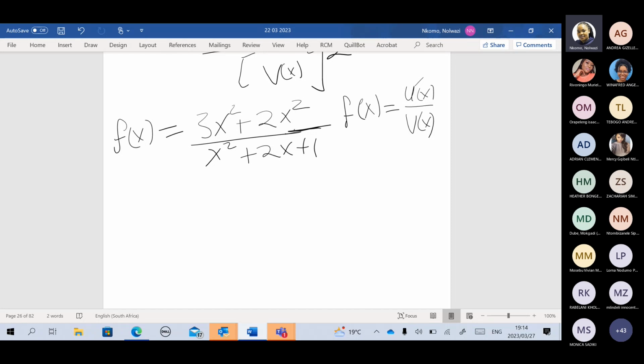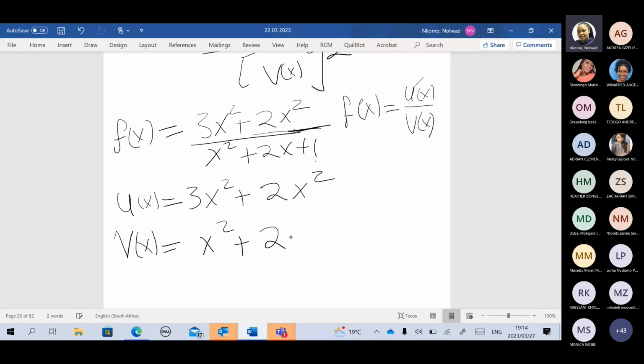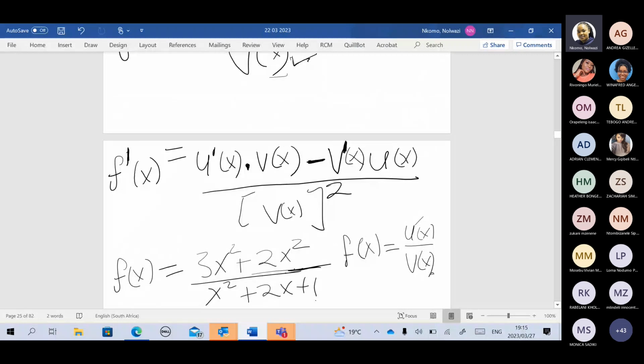Let's rename these two functions. We have the upper function and the lower function. Let our upper function u at x be 3x squared plus 2x squared, and the lower function v at x be x squared plus 2x plus 1, right? We now have our function as f at x equals u at x over v at x. If we are asked to find the derivative of a function in this form, we have to use the quotient rule. To use the quotient rule, we need u prime, v prime, u, and v squared.